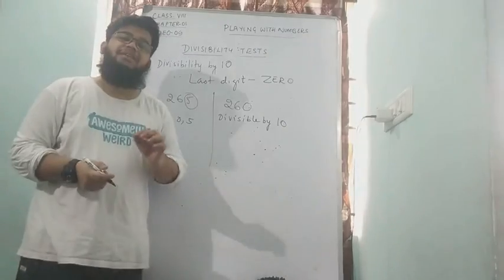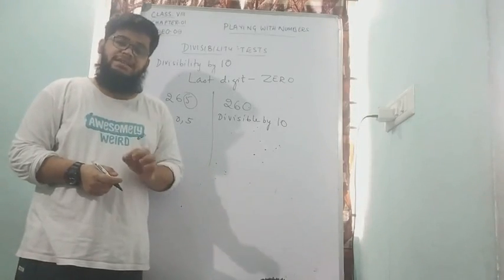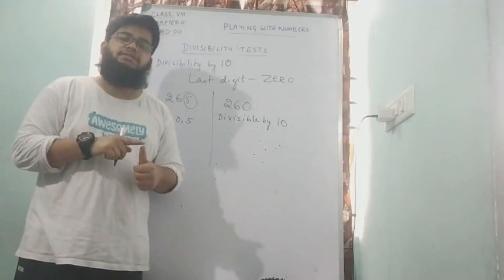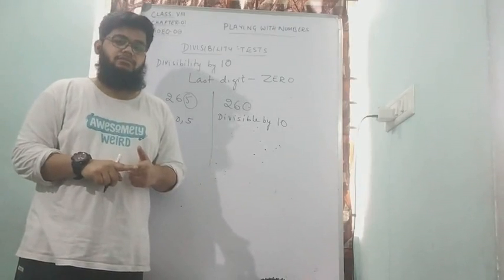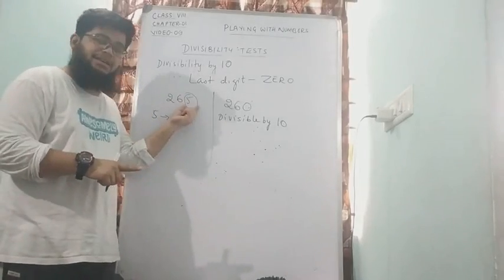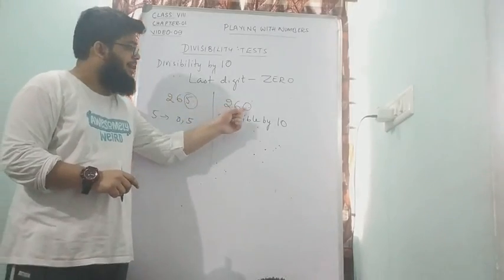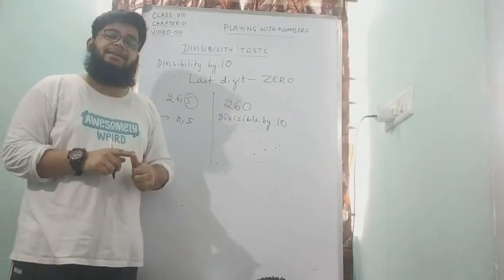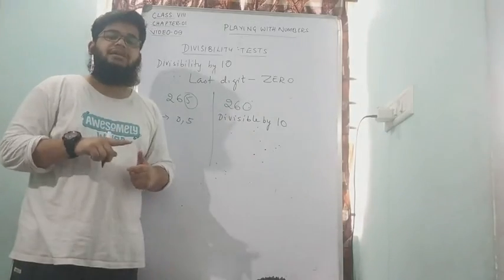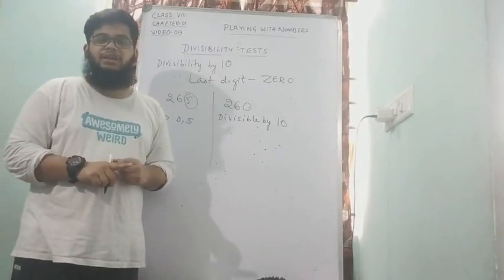That means if you have any number where the last number is 0, it can be divisible both by 5 and also 10. But if you have only 5 at the end, it is divisible only by 5, not with 10. But if you have 0 at the end, it is divisible both by 5 and 10. I'll repeat what I just said.